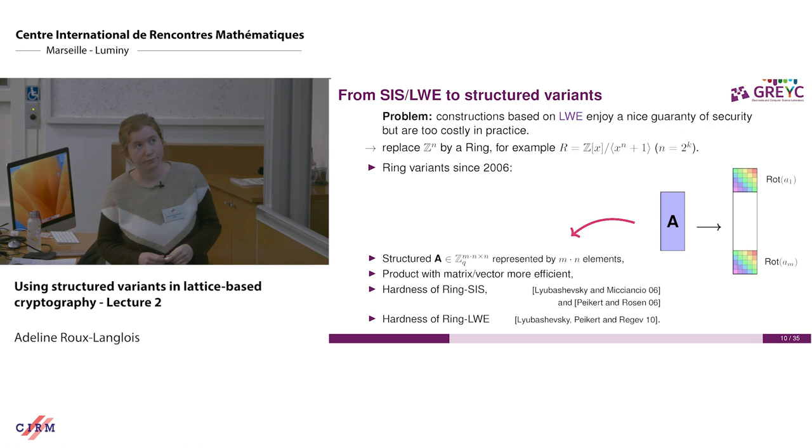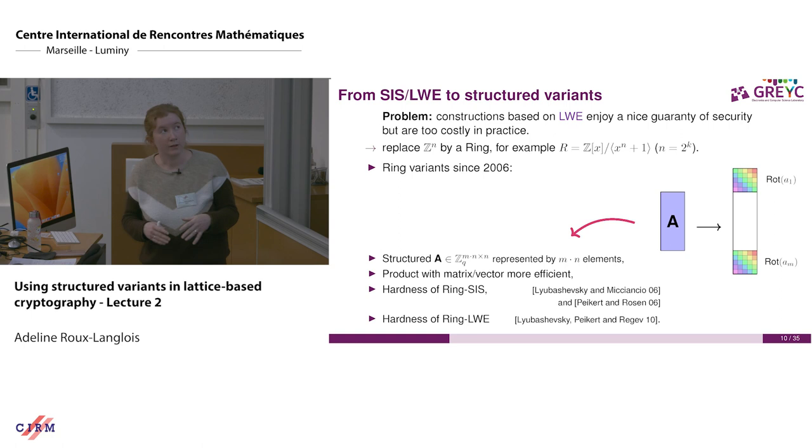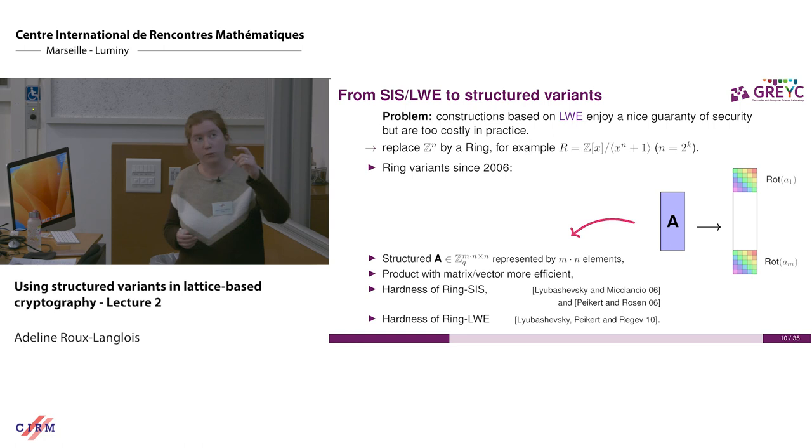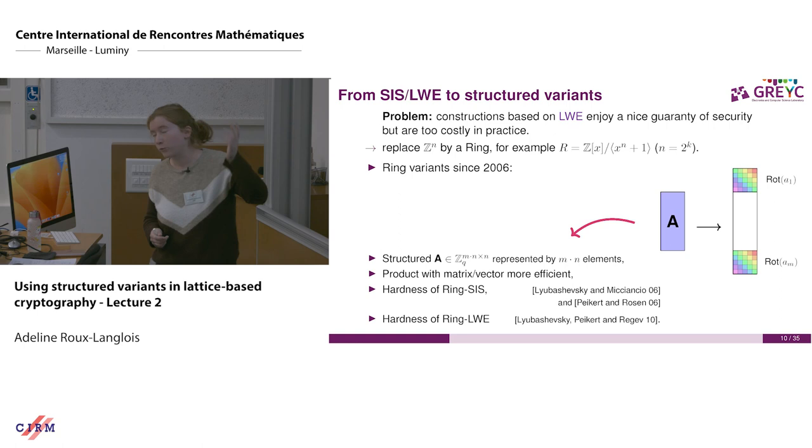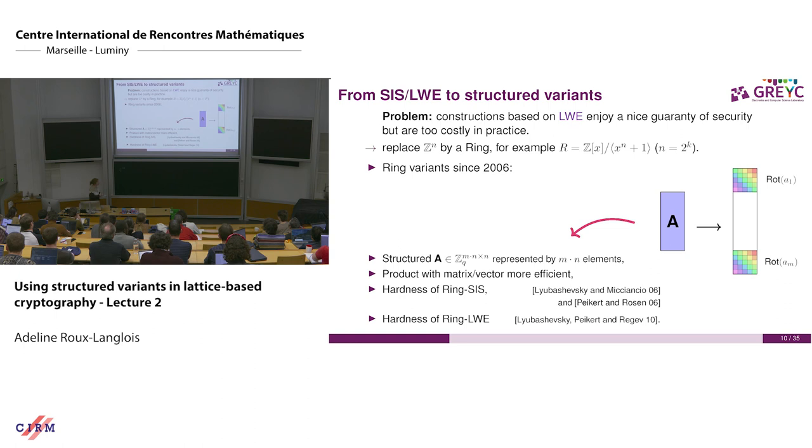And when A gains some structure, everything goes faster. Instead of representing it by m times n elements, you have a gain of n elements. And when you do computation, when you have some structure in your matrix, instead of being quadratic, you are quasi-linear in your computations. So everything becomes more efficient. And as I said, we can show that the problems are still hard, but not on general lattices, only on a restricted case of lattices.